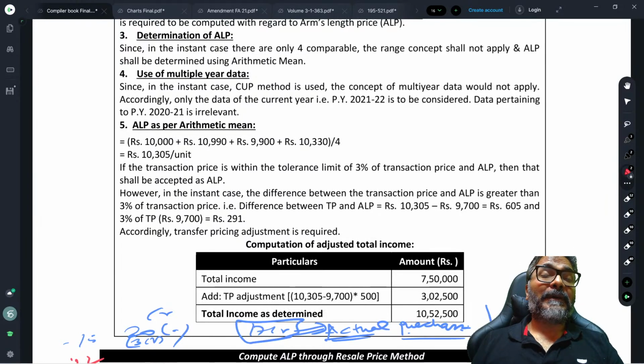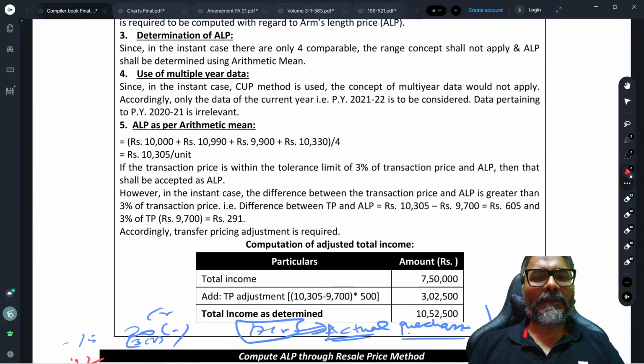But if the difference between the arithmetic mean and the transfer price does not exceed 3% of the transfer price, in that particular case, students, what will we say? We will say that we will then ignore the arithmetic mean, which means that the transfer price will be accepted. No transfer pricing adjustment will be required in this regard. Is that clear to all of you?